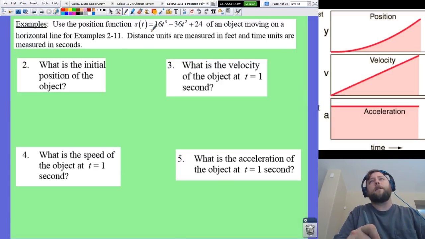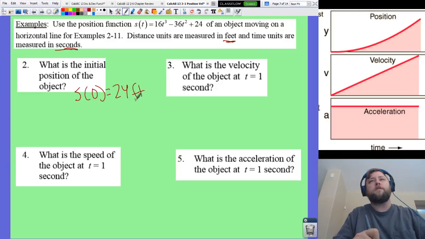So let's take an example here. I have this position function of an object moving on a horizontal line, so like up and down. Distance is measured in feet and time is measured in seconds. So you might have to answer a lot of different types of questions. What's the initial position of the object? When I say initial position, I mean your position at time equals 0. So s of 0, if you're plugging in 0 for t, that's going to come out to 24, and it's going to be feet. Position is a measure of units, feet.